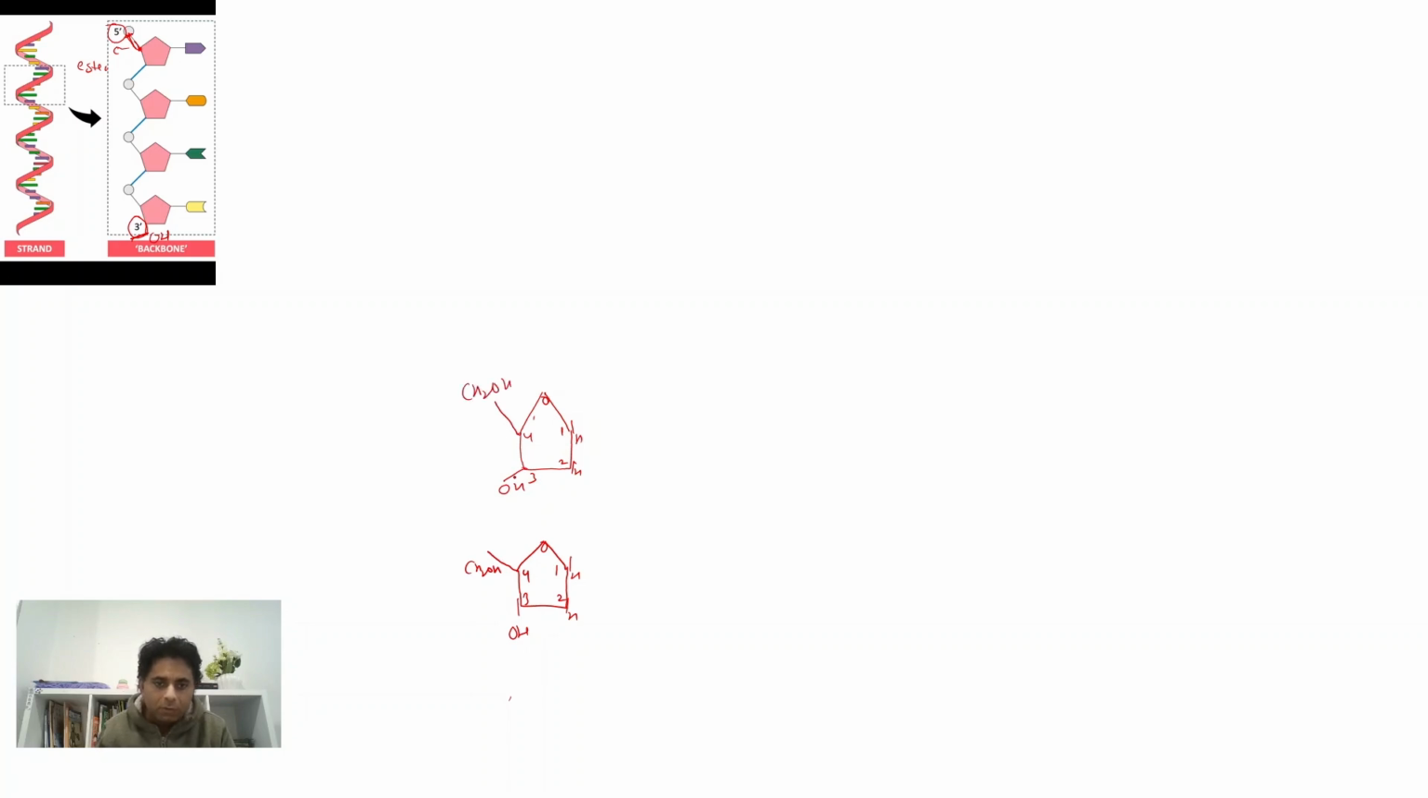Okay, so the bond formation is here. The third carbon, which has the hydroxyl group, binds with the phosphate group, and the fifth carbon of the pentose binds with the phosphate group. This becomes the backbone. Okay, let's draw the next pentose sugar.